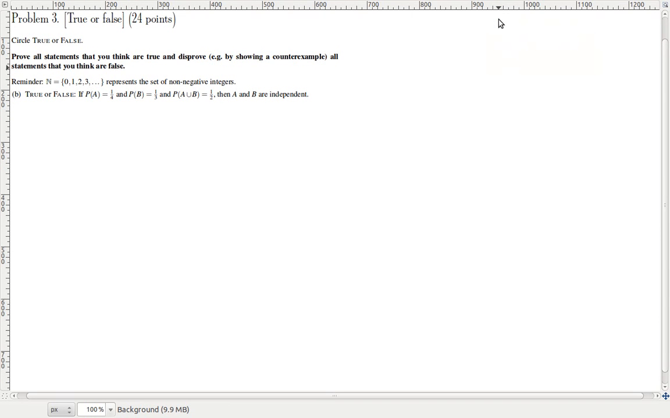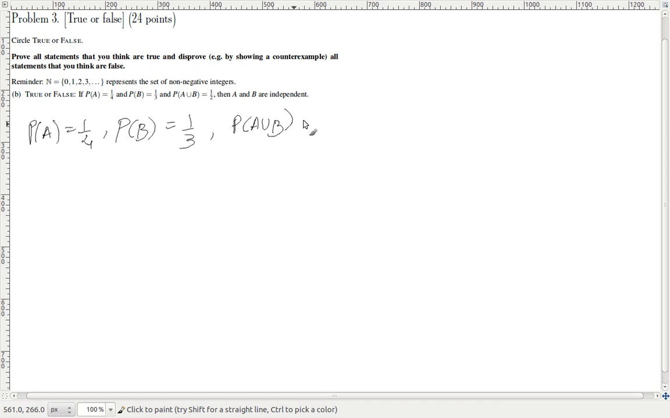Alright, so next we come to part B of question 3 on the midterm. This is slightly more straightforward than part A in the sense that you know exactly what you need to do to find this. You're given probability of A is equal to 1/4, probability of B is equal to 1/3, and probability of A union B is equal to 1/2.